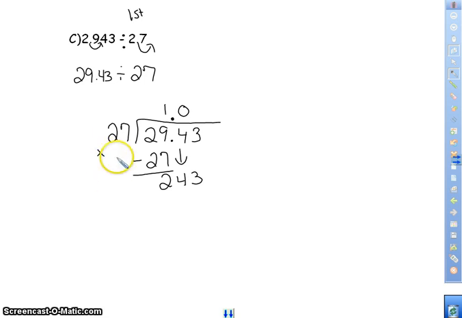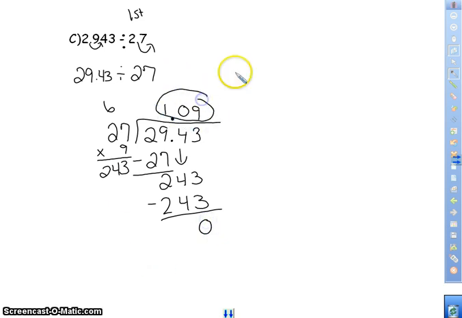So let's see. Let's try 9. So 7 times 9 is 63. Carry your 6. 9 times 2 is 18 plus 6. Got lucky again. We get 243. Okay, so I'm going to subtract 243, and this is a 9 here. I subtract it, and I get 0. All right, so I'm done with that one as well. So this is going to be 1 and 9 hundredths.